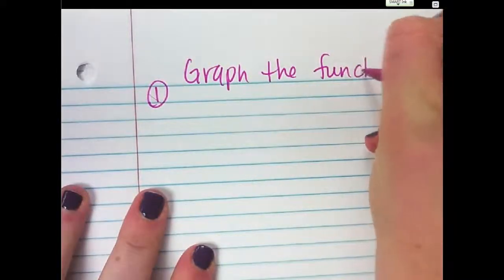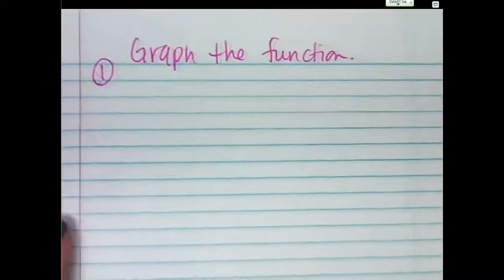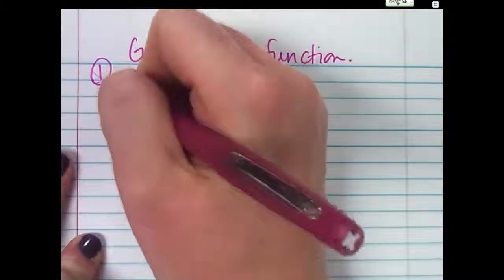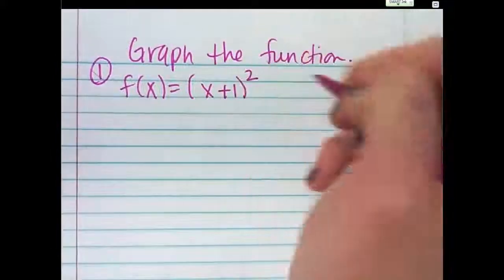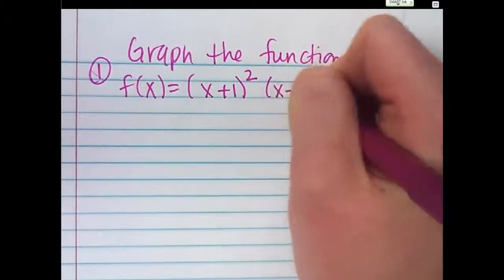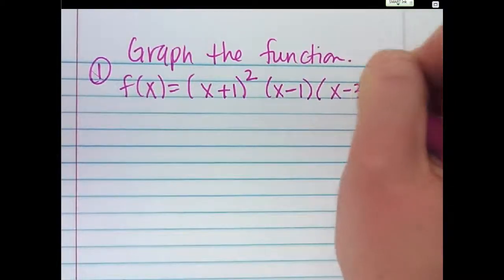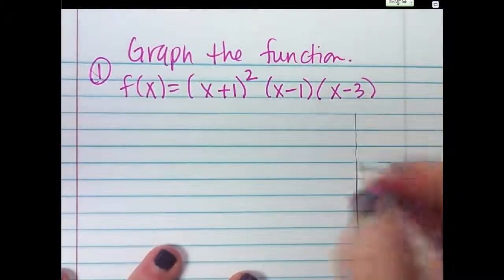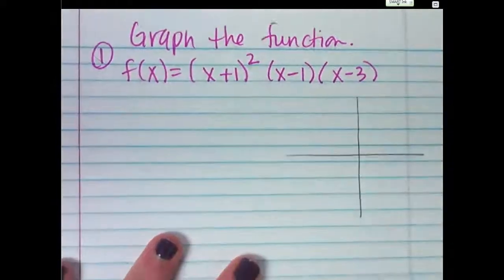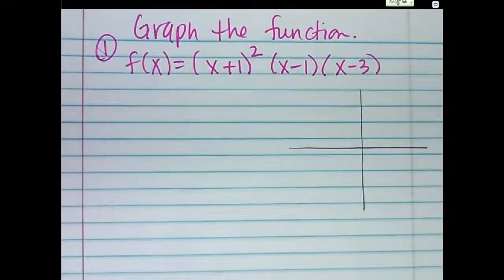Okay, so let's do 1. Okay, so the instructions are just graph the function. And you're going to get this big whole thing, but it's in factored form already. So really, the hard work is done for you. X minus 1 and x minus 3. So over here to the side, just draw your x and y axis. And then we're going to go through, there's only 4 things you're going to look at.